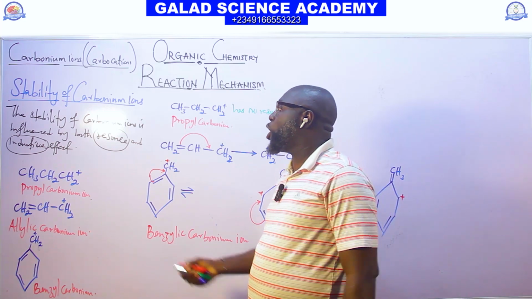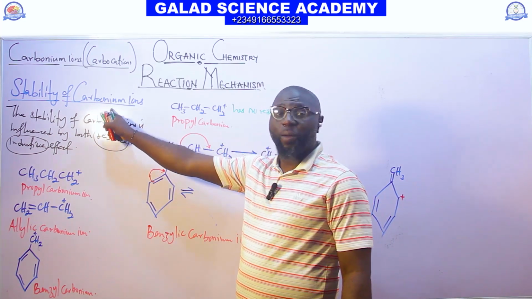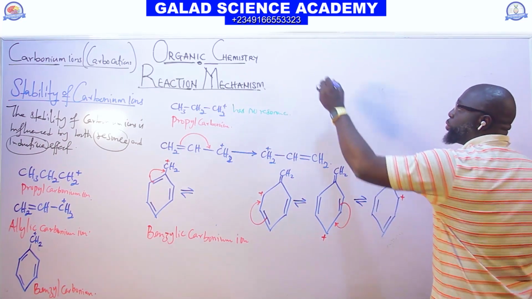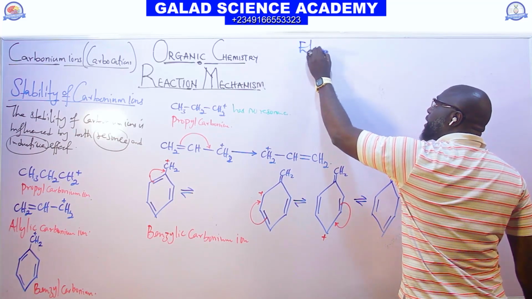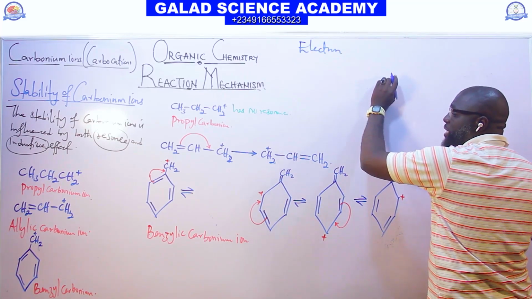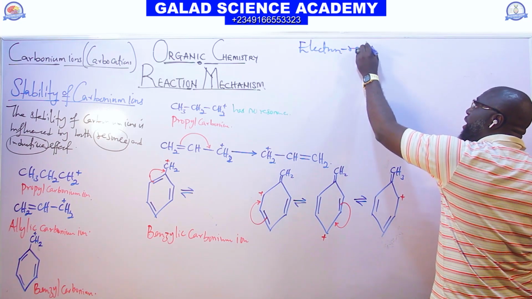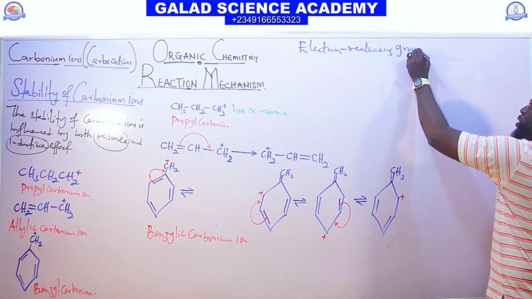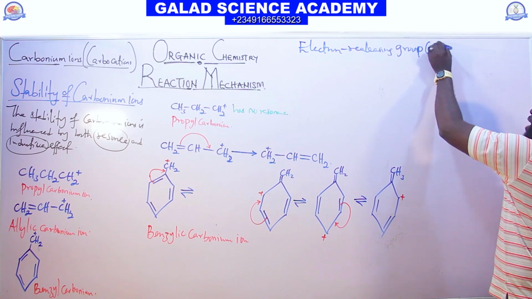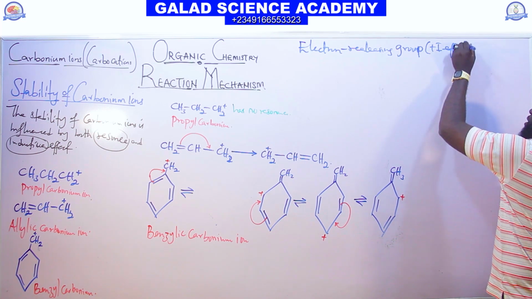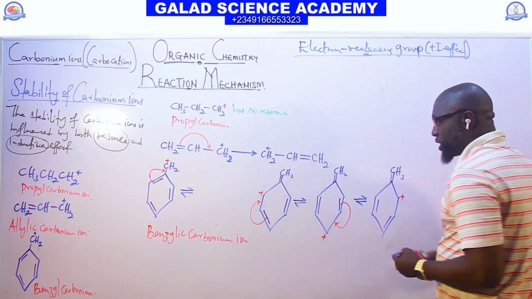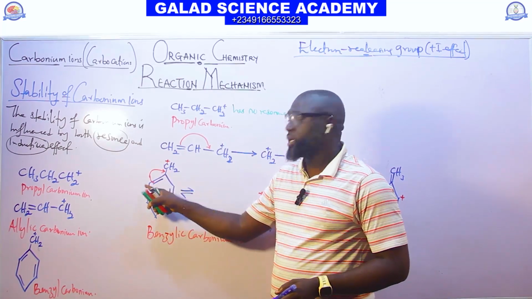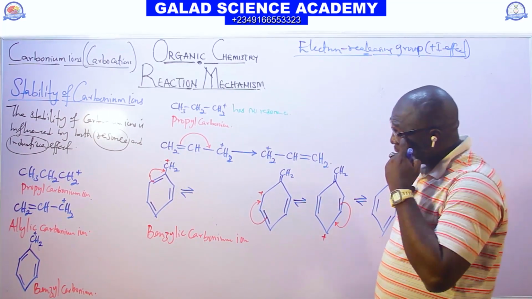And the last one is the stability of carbonium ions, which can also be explained with the aid of electron releasing groups, the plus I effect. The one I explained now, you can see this carbon ion picks up electrons by resonance.